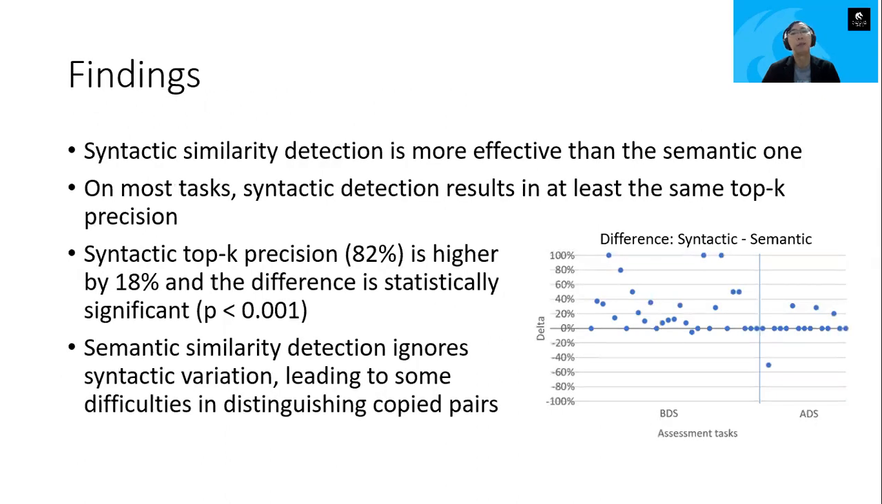So for the findings, syntactic similarity detection is more effective than the semantic one. On most tasks, syntactic detection results in at least the same top K precision as seen in the figure. On average, syntactic top K precision is higher by 18%, and the difference is statistically significant. Semantic similarity detection ignores syntactic variation, leading to some difficulties in distinguishing copied pairs.